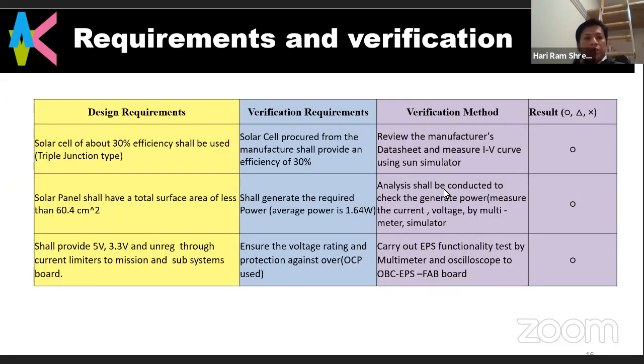Another one is the solar cell, which has 30% efficiency. This is the triple junction solar cell from Azure Space. I already talked about this part. We need characterization of the current and voltage of the solar cell. This is a very important part, and because the solar cell is also expensive, we need to check and verify it with the data sheet.